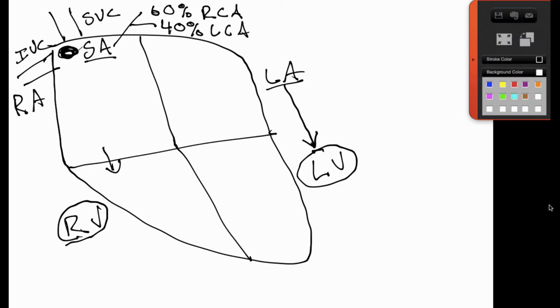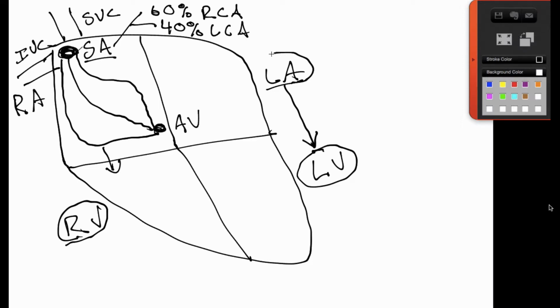So where does this impulse want to go? Well, the first stop is going to be the AV node. The AV node is also in the wall of the right atrium and much closer to the ventricles. How does it get there? It gets there through 3 pathways called the internodal pathways. And these are high-speed electrical pathways that are going to get the signal to the AV node.